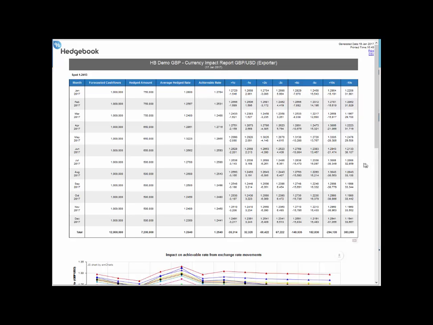Another key report to drive greater bank and customer engagement is the Currency Impact Report. This is the what-if or scenario testing report that calculates the impact on the customer's achievable rate and what it means to the bottom line in dollar terms when FX rates fluctuate. This information is not easily replicated accurately on spreadsheets and again provides a great touch point between bank and customer.